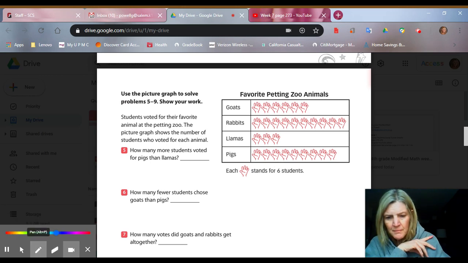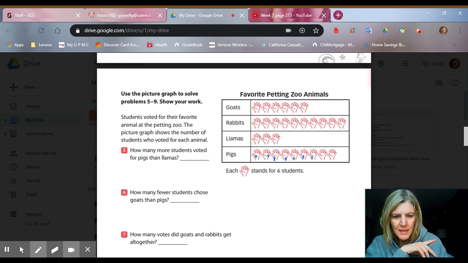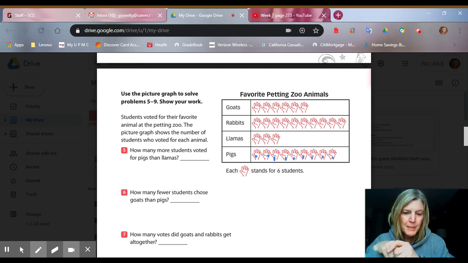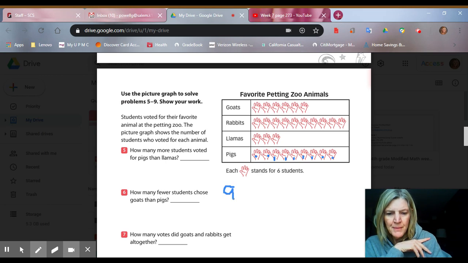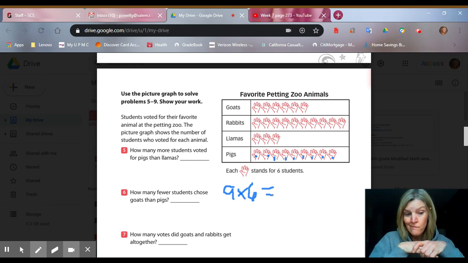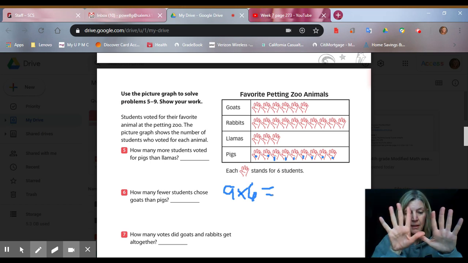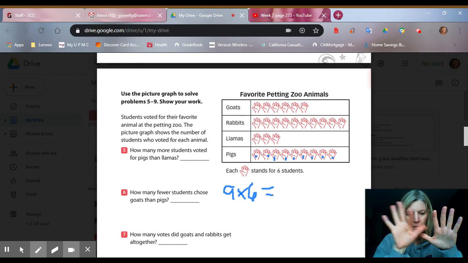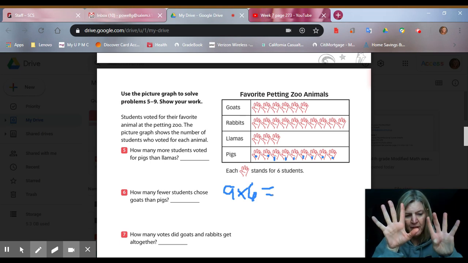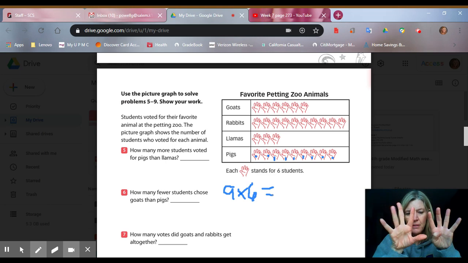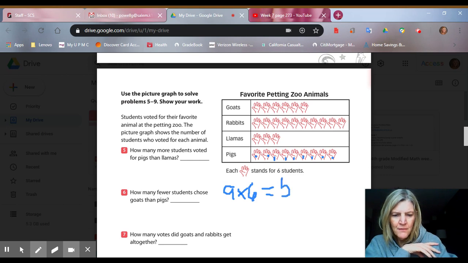didn't change, did it? We still have 1, 2, 3, 4, 5, 6, 7, 8, 9 hand symbols for pigs times each hand stands for 6. Do we remember what 9 times 6 is? From problem number 5. If you do, write it down. If you don't, here we go. 1, 2, 3, 4, 5, 6. Put this finger down. 9 times 6 is 5 tens and 4 ones. 54.